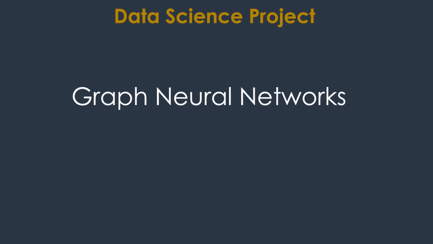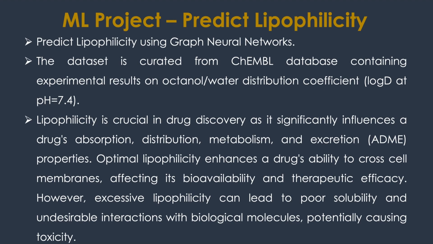On your demand, I have brought for you another data science project which involves the use of graph neural networks. So the problem that we are going to be talking about in today's machine learning project is to predict lipophilicity using graph neural networks. The dataset that we will be using is curated from ChEMBL database, which contains experimental results on octanol water distribution coefficient or log D at pH 7.4.